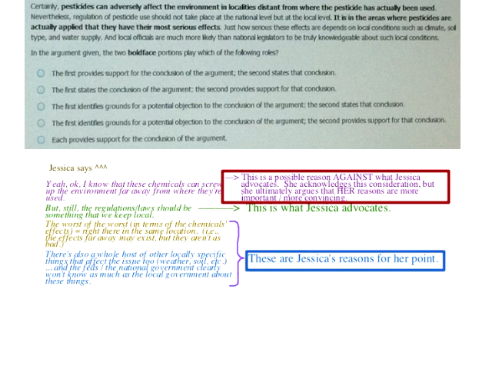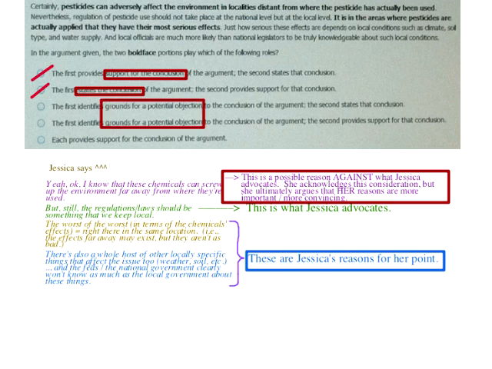As far as the red box is concerned, the first one is not a support for the conclusion because it is the opposite point. So definitely not that. The first states Jessica's conclusion? Well, hardly. It's actually a concession to the other side. Grounds for a potential objection, that is absolutely what that is. Here's why the other people might think what they do think.